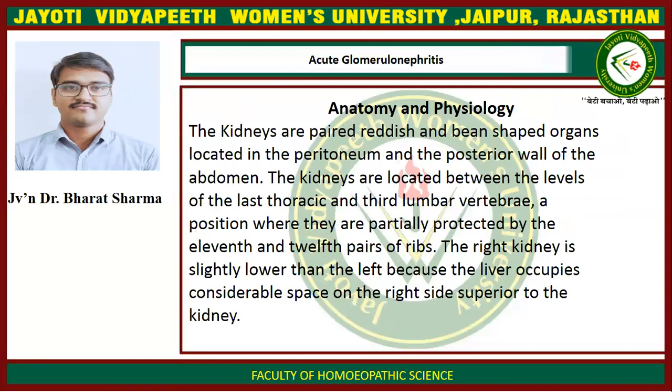Anatomy and physiology. The kidneys are paired, radish and bean-shaped organs located in the retroperitoneum on the posterior wall of the abdomen. The kidneys are located between the levels of the last thoracic and third lumbar vertebrae, a position where they are partially protected by the 11th and 12th pairs of ribs. The right kidney is slightly lower than the left because the liver occupies considerable space on the right side, superior to the kidney.